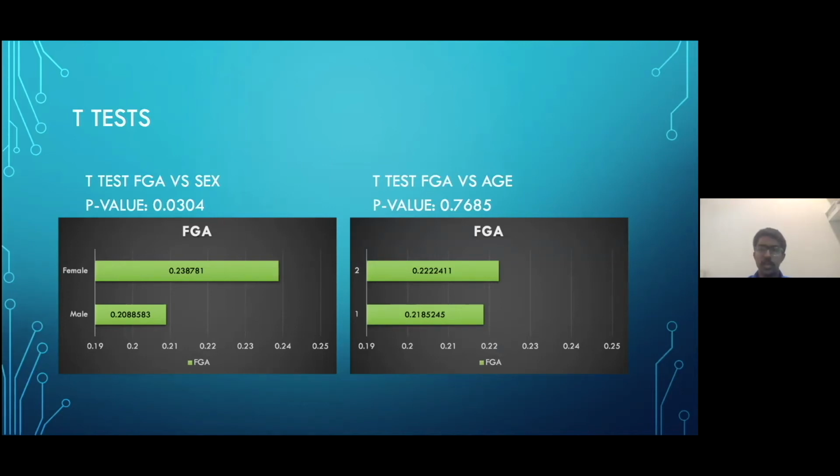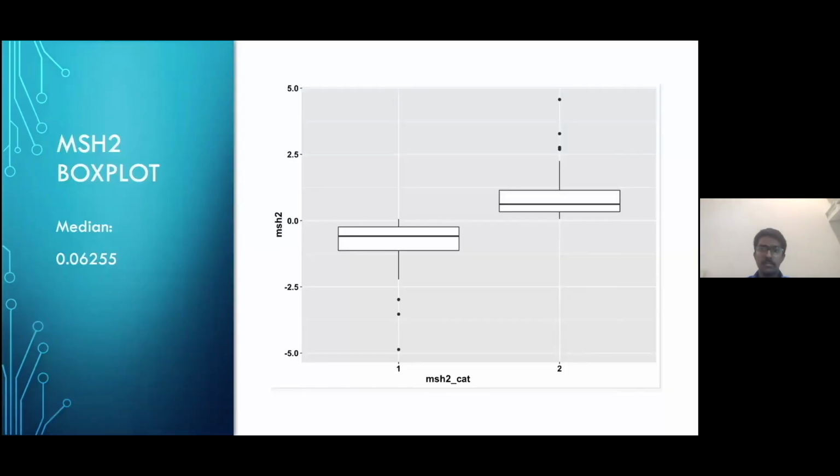On this slide, I compared FGA versus age and sex. The first graph shows FGA versus sex. The mean FGA of female is about 0.24. The mean FGA of male is about 0.21. The p-value is less than 0.05, which means that the FGA in women is statistically significantly different than in men. This slide has the MSH2 expression box plot.